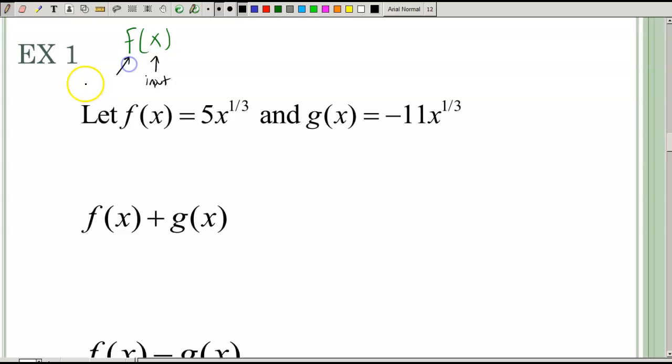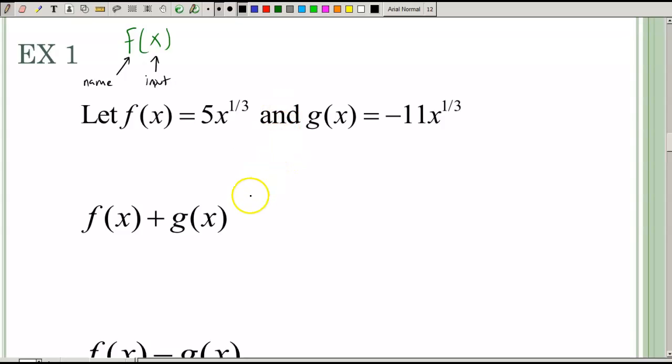This f right here is simply a name. It's just the name of the function. So what we're saying here is that we have a function that's named f, and the input, or the placeholder that we're using for the input right now, is x. So for f of x, the definition of the function is right here: 5x to the 1/3.